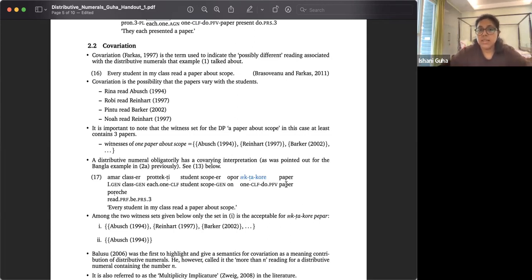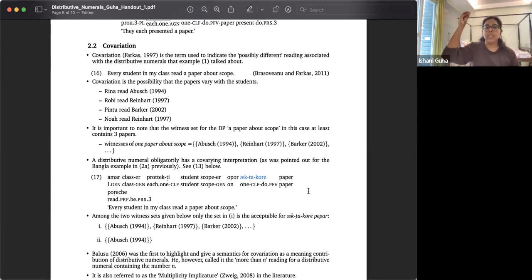This witness is a set which contains various individuals, which are in this case papers about scope, everything that has the quality of being a paper about scope. The witness is the meaning of this expression, a paper about scope, which is a set of those papers, and each of those are also singleton sets because this is a paper. Anyway, let's not go into those details. You don't need to understand that. If it seems alien, don't worry.